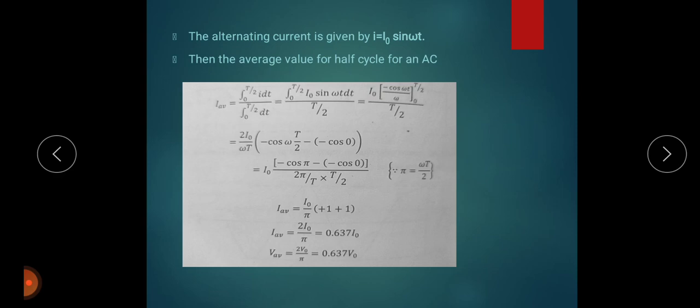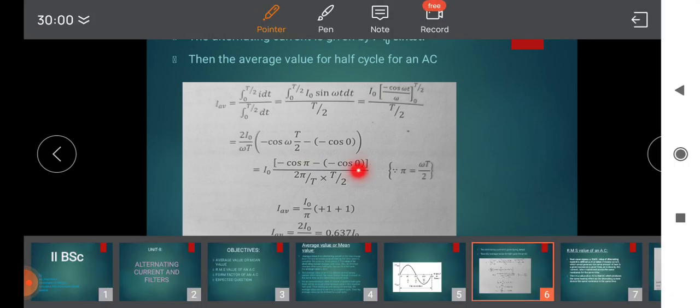So here we know that omega is equal to 2 pi f, or omega can be written as 2 pi divided by T. Substitute the value of omega, that is omega is equal to 2 pi by T. Here T gets cancelled, 2 gets cancelled, remaining is minus cos pi. Then next, minus of cos 0.